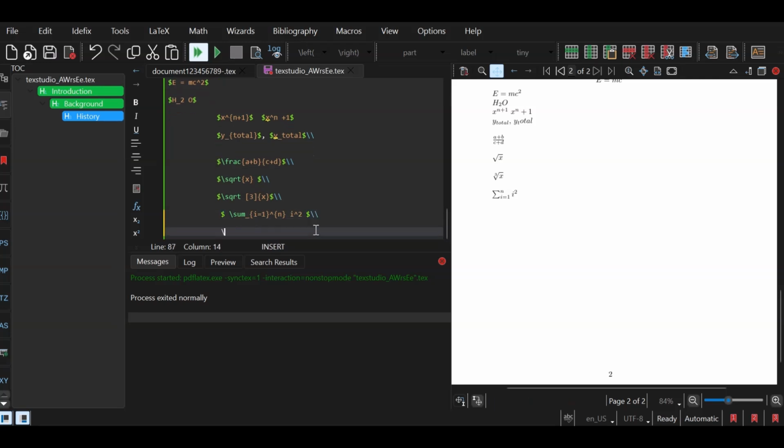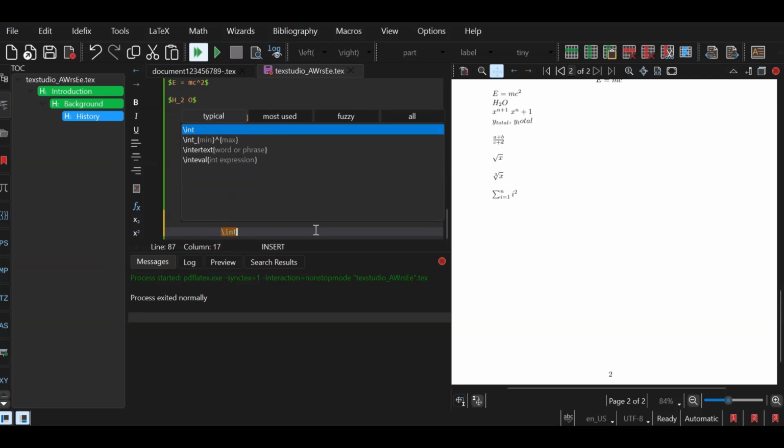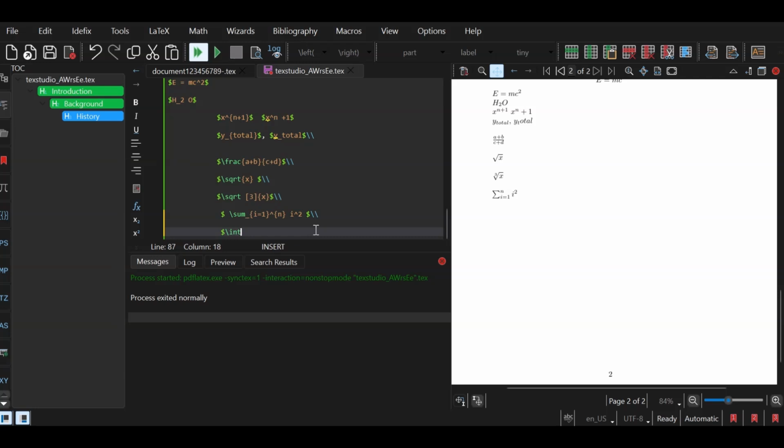And next, if you want to mention integration, for integration type int, and underscore 0, superscript 1, and x square, then dx, and then mention your dollar sign, just compile. Now see, okay.